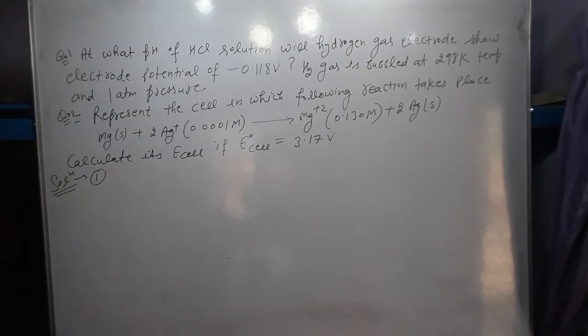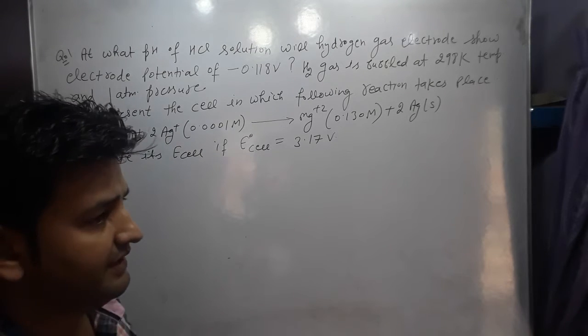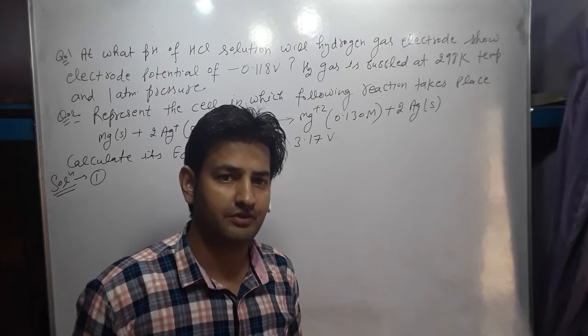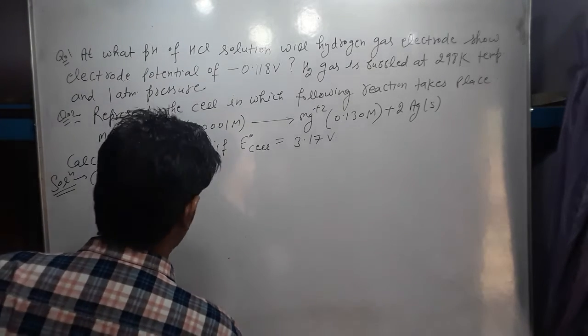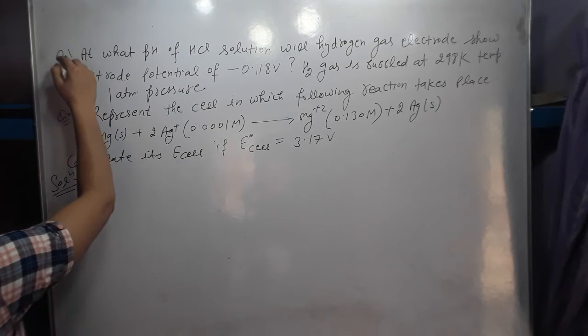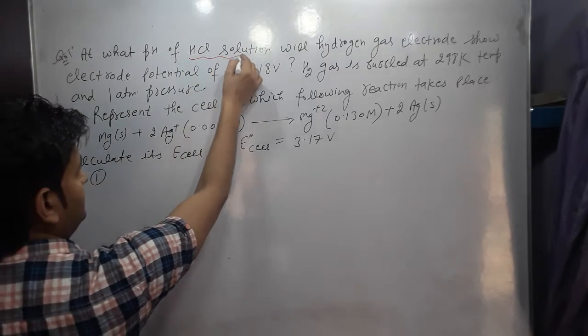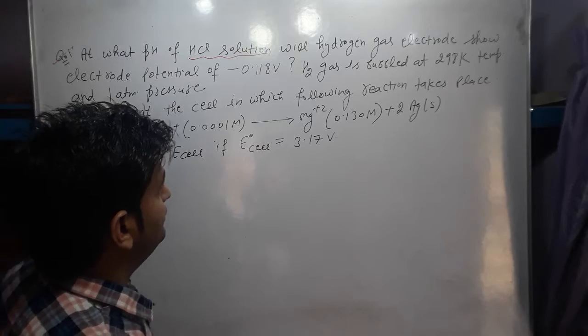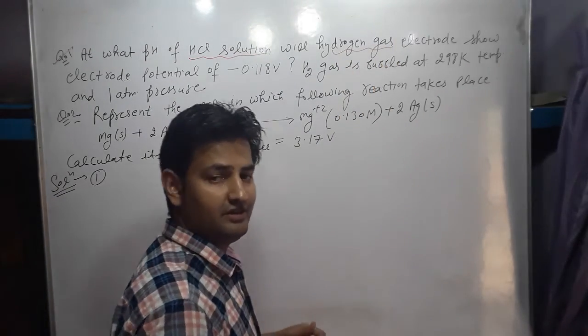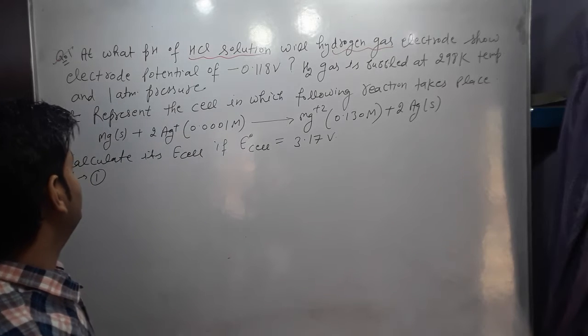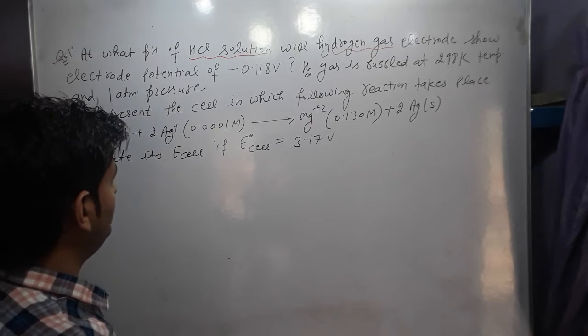Okay students, let's start some numericals based on the Nernst equation. Our first question is an important question: at what pH of HCl solution will a hydrogen gas electrode, that is, H2 gas, show an electrode potential of this value?